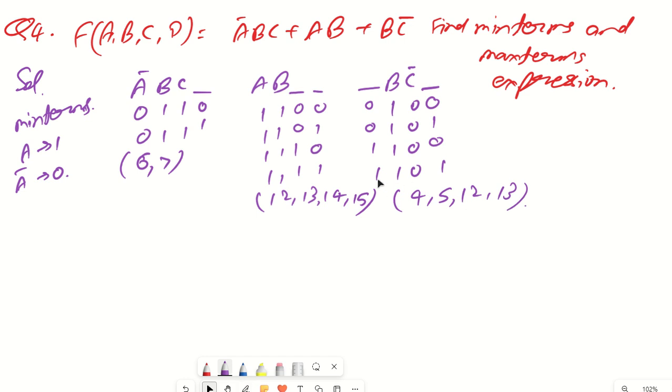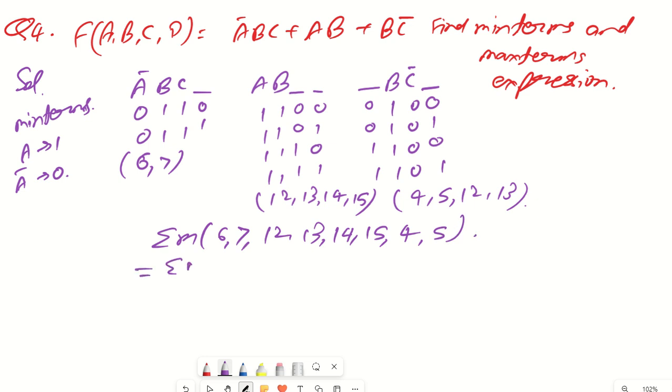So you can see 1 1 0 1 is nothing but 13. 8 plus 5 is 13, right? Here 8 plus 4 is 12, right? Like that. So my expression will be the summation of how much? 6 7 12. I am going to collect the numbers from all the 3 baskets. So 12 13 14 15 4 5, and 12 13 is done. So this can be rearranged as summation of 4 5 6 7 12 13 14 15. So this is the expression for the min term.